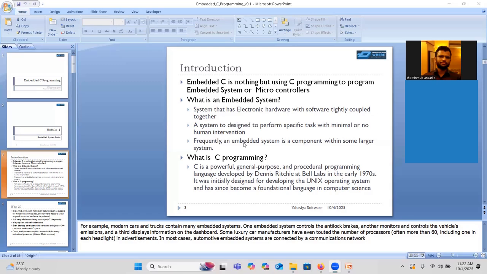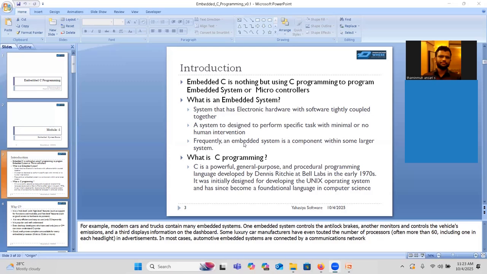Sometimes it works independently as a standalone system to perform a task. It can also work in a group to achieve a task. Clear? Yes or no? Understood, sir. Then what is C programming?